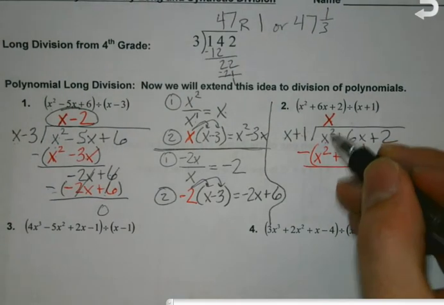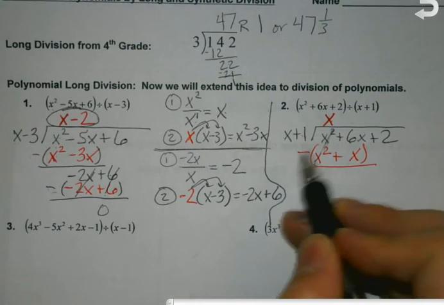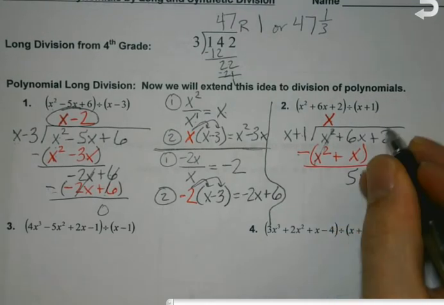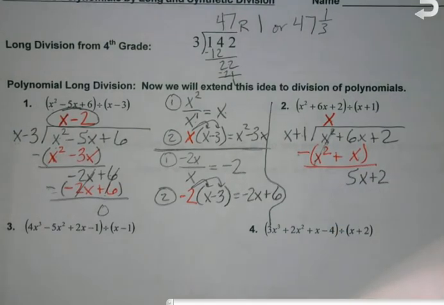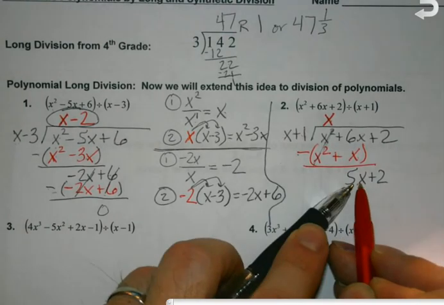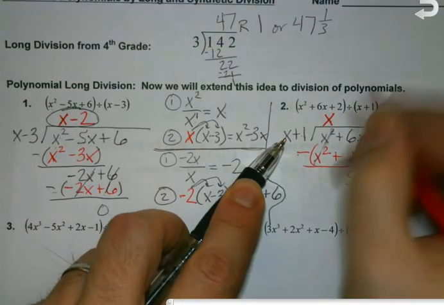My first terms will always cancel out then. 6x minus x is 5x. And I just bring any other terms that are left over down. And I start the process over again. It's only 2 steps. 5x divided by x. What do I get? 5.